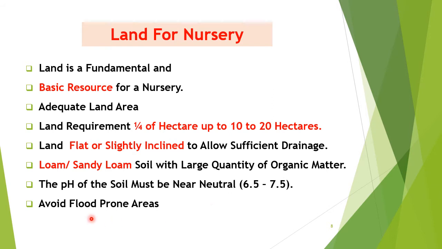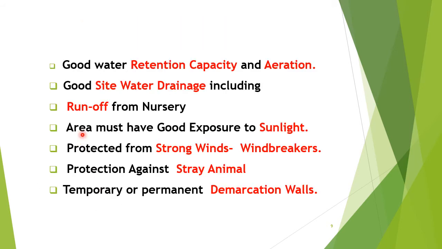And you should avoid flood prone areas, which will hamper your nursery operations. So land should be adequate, it should be flat or slightly inclined, it should have a good soil texture, it should have a good pH, and it should not be a flood prone area. And also it should have a good water retention capacity. So water retention capacity is important.